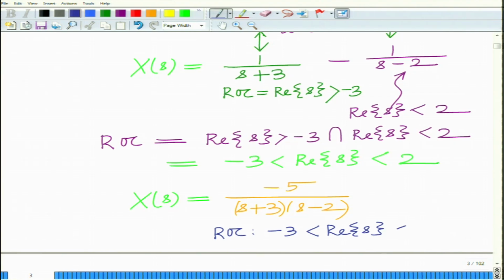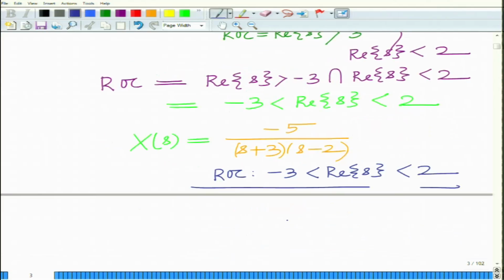s less than 2, that is the corresponding region of convergence for this Laplace transform. So, the Laplace transform is minus 5 over s plus 3 into s minus 2, and the corresponding ROC is minus 3 less than real part of s less than 2. Okay, all right. Now, let us look at another example.